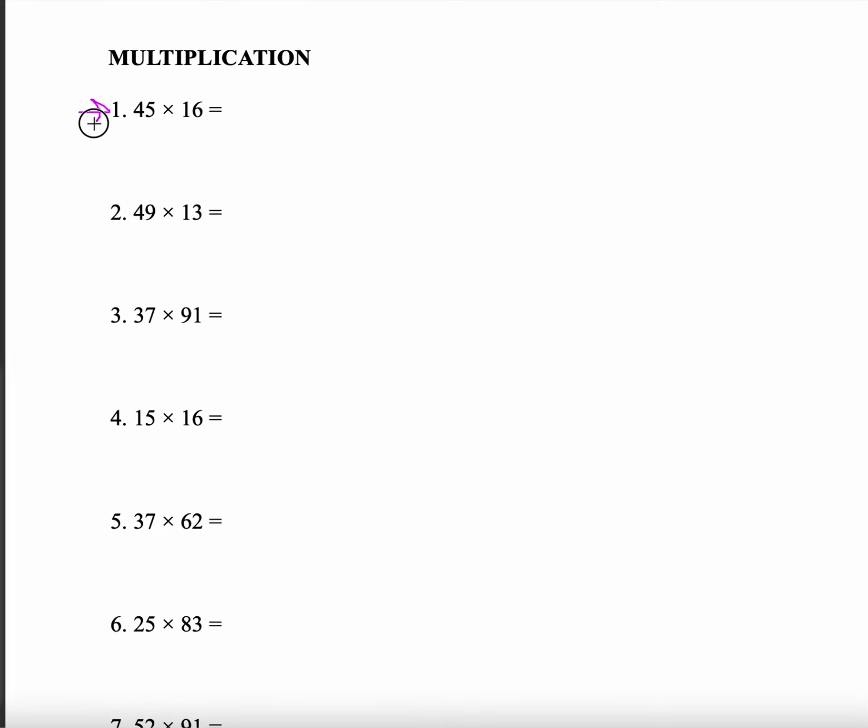Let's look at number 1 here. So 45 times 16. So it's double digits, so we're going to write it 45 times 16. With the first digit first, 5 times 6 is 30. We add the 3 here. 4 times 6 is 24. 24 plus that 3 is 27. We add a 0 here.